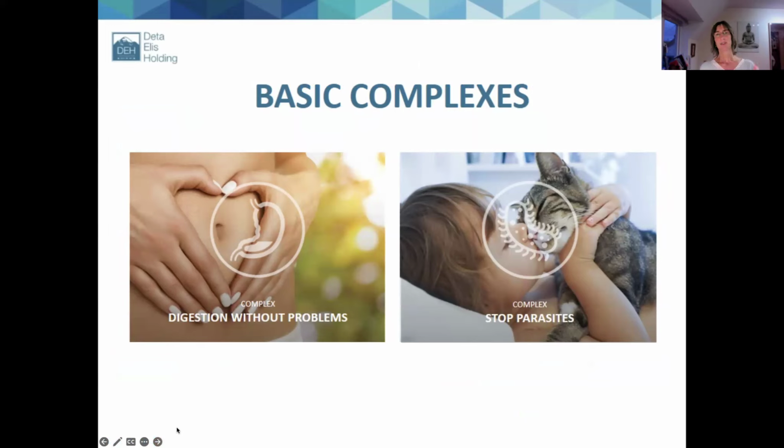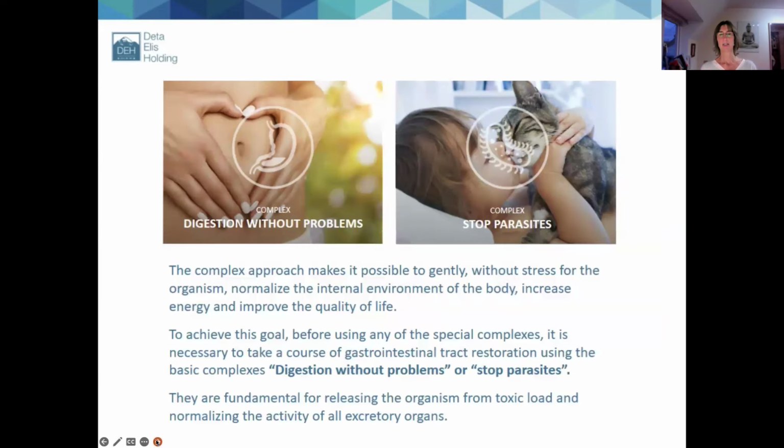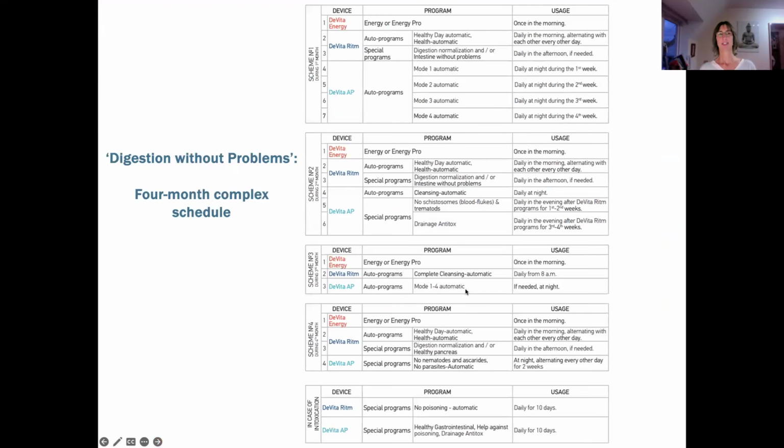Now you could, either as well or instead, work with one of these basic complexes, because they include a lot of the same programs we've just seen, but they're a little bit more targeted to deal with digestive issues or parasitic issues. So we have, again, a 4-month schedule for each of these. This is an example of the digestion without problems 4-month schedule. You'll see a lot of the programs are the same. This is laid out a little bit differently.